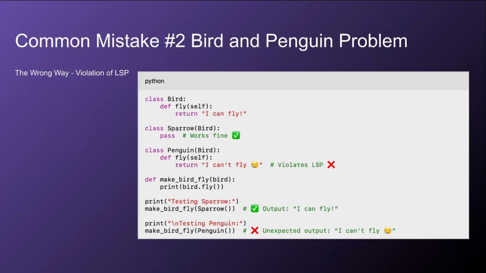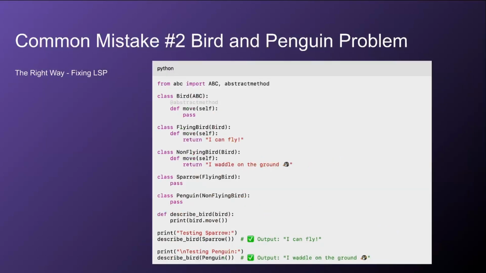But someone thought, let's replace Sparrow with Penguin, which is also a bird, and it should again work the same. But this time it's not working the same, it is returning "I can't fly". So this is the unexpected behavior. This is a violation of LSP because it's not working the way it was expected to work with the parent class. So let us see how we could have avoided this violation of LSP.